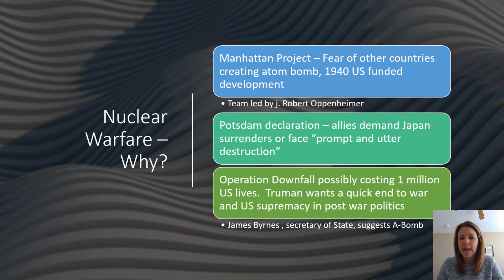Now, Truman wants a quick end to the war, and his major focus is dominating with U.S. supremacy in post-war politics. So James Byrnes, the Secretary of State, suggests the atomic bomb.